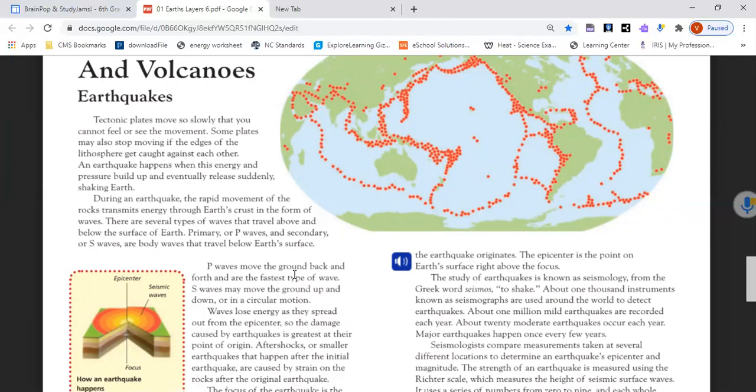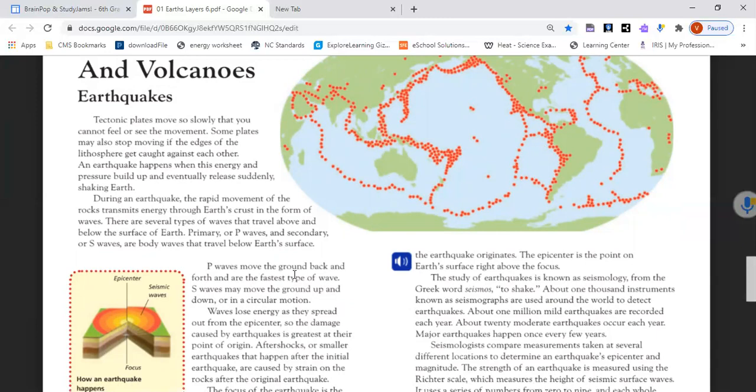P waves move the ground back and forth. So what does a P wave do? It moves the ground back and forth and is the fastest wave. S waves move the ground up and down. So that's the difference between the P wave and the S wave. P waves move the ground back and forth. S waves move the ground up and down or in a circular motion.